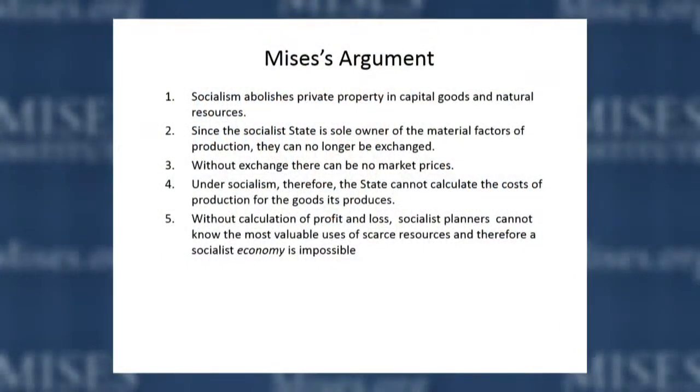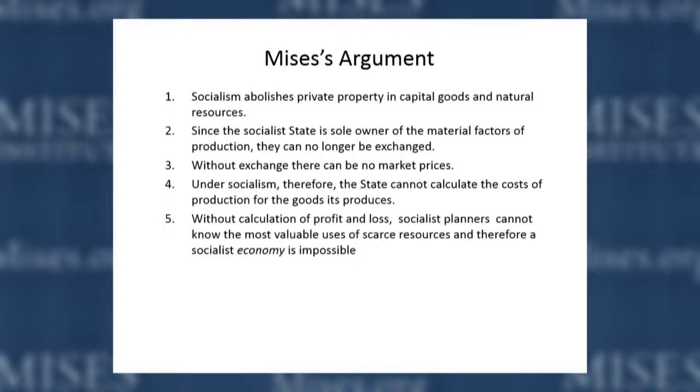So Mises's argument was brilliant in its simplicity, okay? He says, number one, socialism abolishes private property in capital goods and natural resources. Since a socialist state is the owner of all of these material factors of production, these non-human factors of production, they can't be exchanged any longer, okay? Without exchange, there could be no market prices.